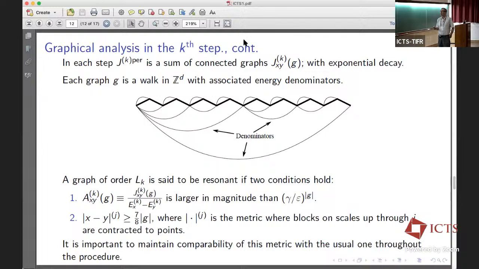First of all, I have to define a metric in space with a superscript J. This is a metric where blocks on scales up through J are contracted to points. So the idea is that you have exponential decay going along. Merrily we roll along, we have exponential decay, but then we hit a block. And it's kind of like a short circuit in electrical networks. There's going to be no exponential decay through this block. And then if we continue, we get exponential decay in these areas, but not across here.